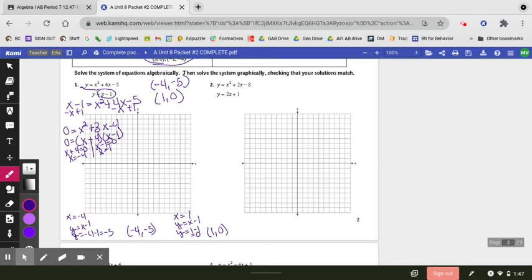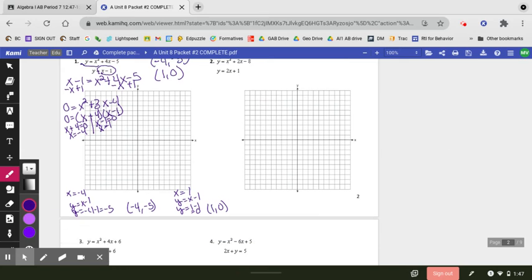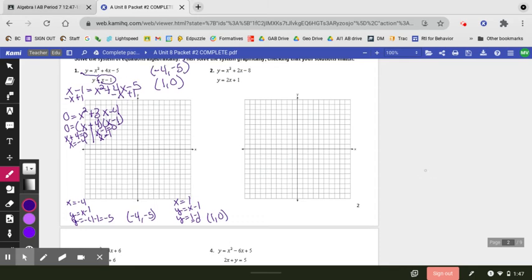So now let's do number 2 just graphically. So if I want to do it just graphically, I'm going to graph y equals 2x plus 1. So that has a y-intercept of 1 and a slope of 2 over 1. So I start at 1. I go up 2 over 1, up 2 over 1, up 2 over 1. Do the same thing going backwards, down 2 left 1, down 2 left 1. And that gives me this line.